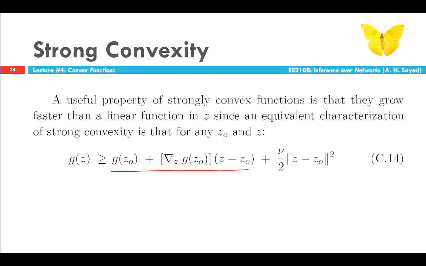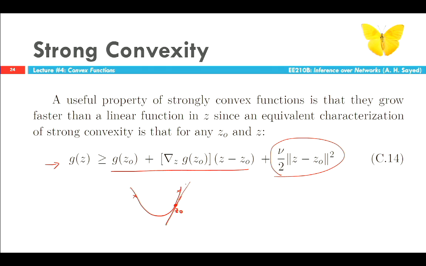Remember, this is a function here, and this is the hyperplane. This is the point z0. What this was saying for the convex case, forget this last part for now, is that at any point z, the function will be above that line. For strongly convex, it's telling you that you will be above that line with a sufficient margin, a margin that actually grows with the square of the distance of z to z0.